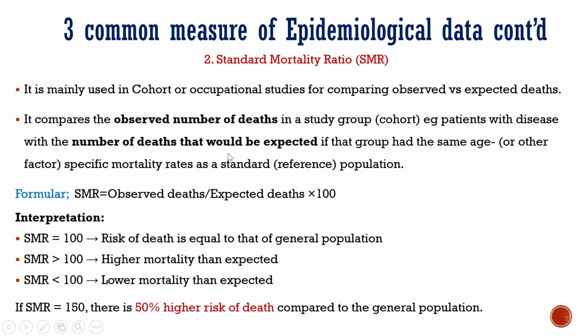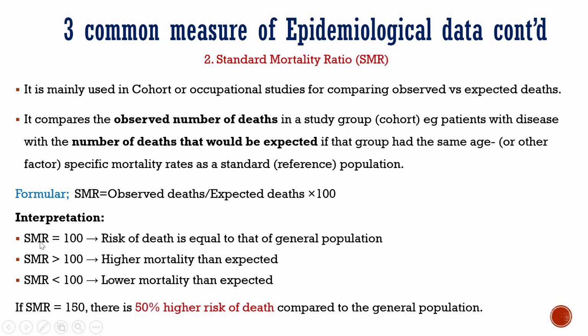So what this is talking about is that the standard mortality ratio compares the number of deaths among a particular group of people over the expected deaths in a reference or standard population. All right. So it also has a formula of its own: observed deaths over expected deaths times 100, as if you're making it a percentage. Okay, so this is the interpretation below.